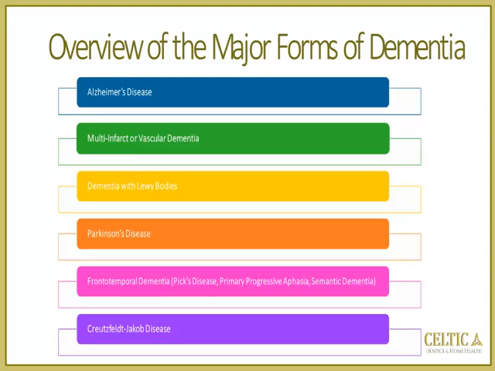Now let's take a look at the major forms of dementia. The most important or common one is Alzheimer's disease. You'll also have multi-infarct or vascular dementia. There's also dementia with Lewy bodies, dementia with Parkinson's disease, frontotemporal dementia, and Creutzfeldt-Jakob disease.